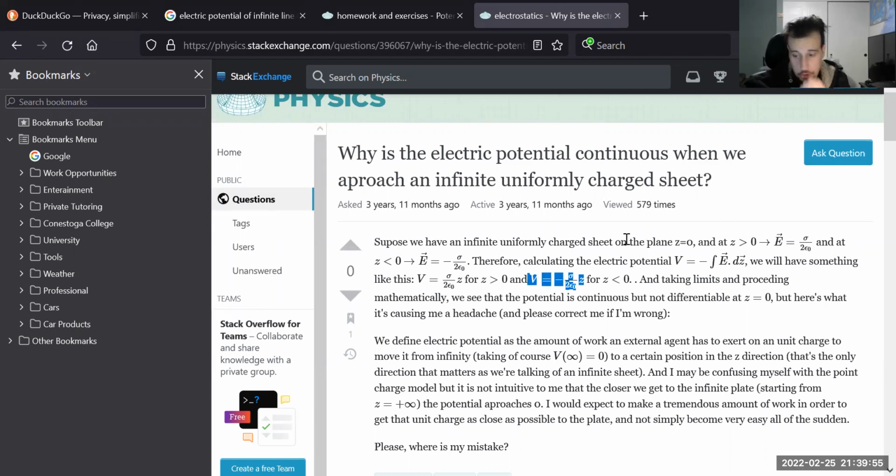Suppose we have a uniformly charged sheet. Therefore, calculating the electric potential, we'll have something like this for z greater than 0, and this for z less than 0, and we take the limits. So you see again, they've ignored the z naught. They've set V of 0 equal to 0 when they use this result. You can do that. I said it's a choice.